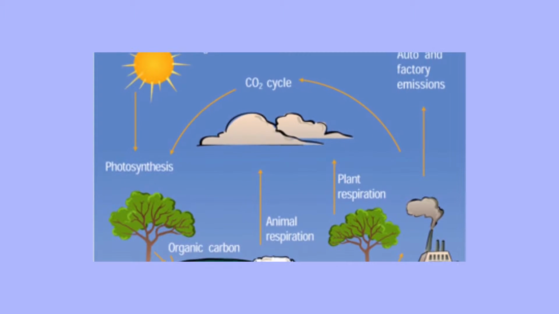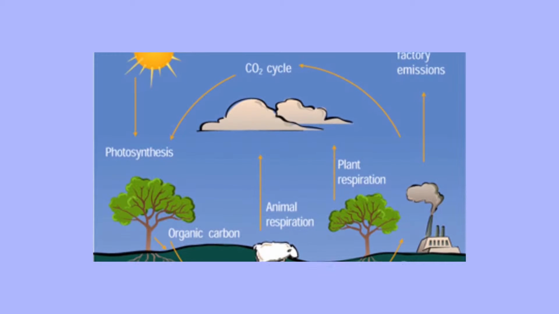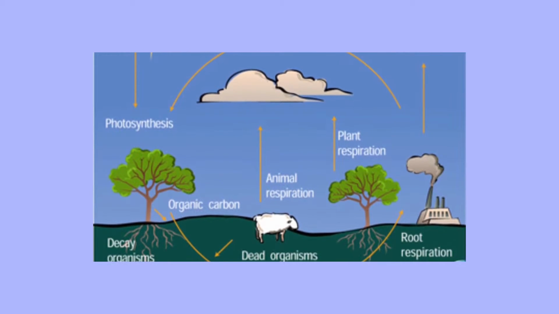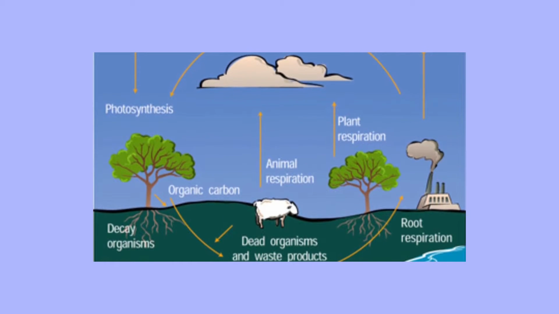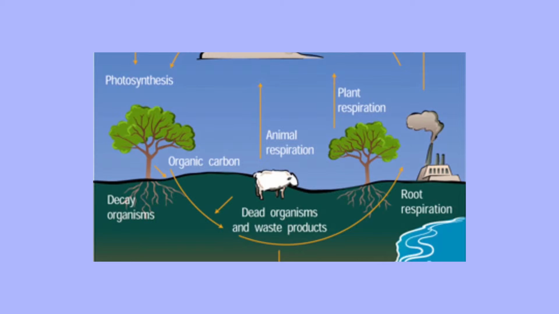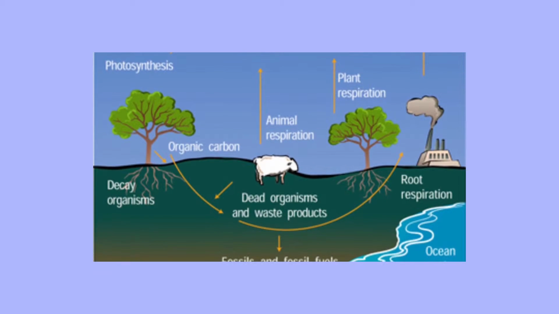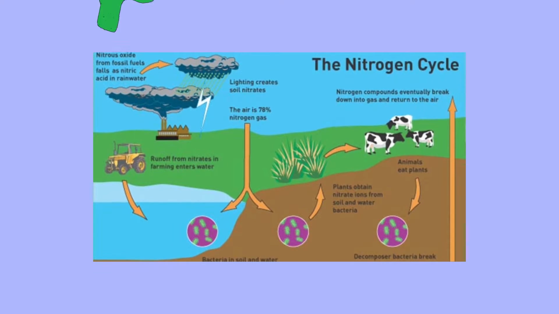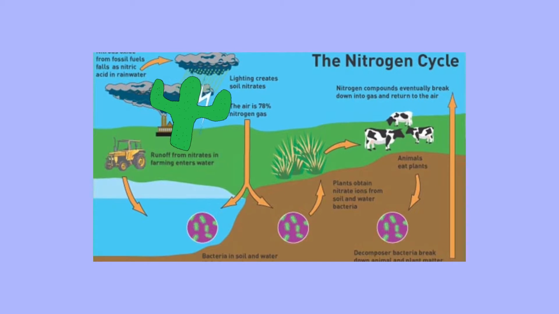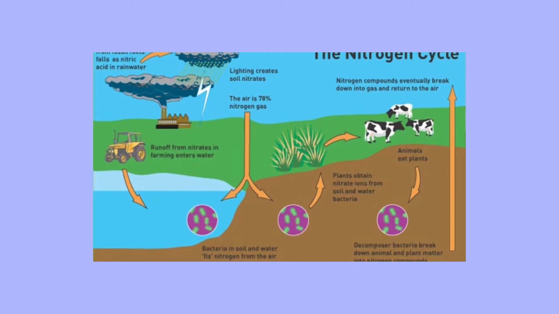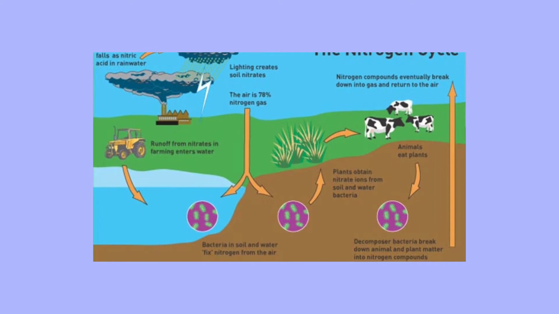All living things and many non-living things are made out of carbon. Organisms release CO2 during respiration, and plants use CO2 in photosynthesis. If plants are buried when they die, they may become fossil fuels that will release CO2. There are 4 main processes in the nitrogen cycle: nitrogen fixation, decay, nitrification, and denitrification.